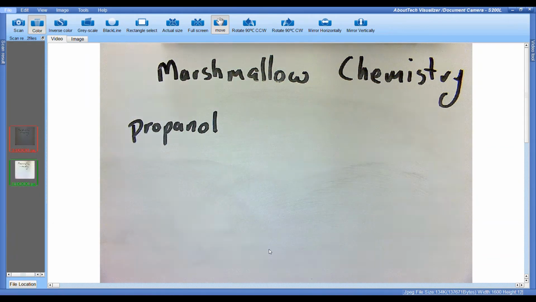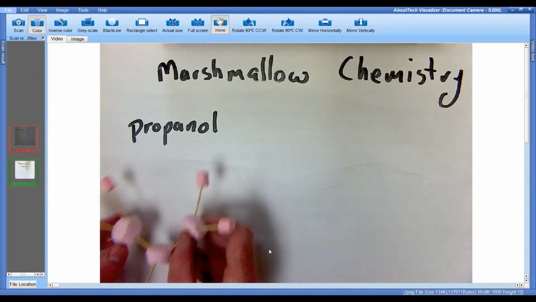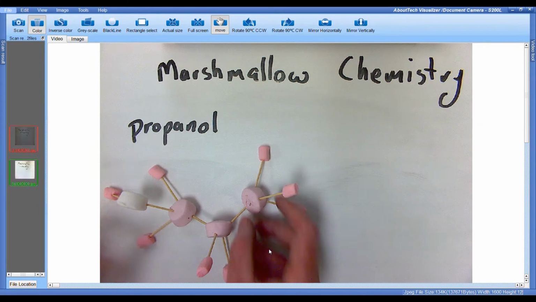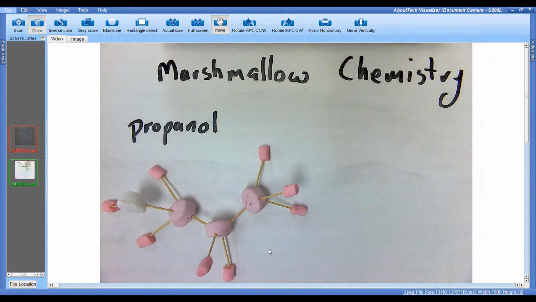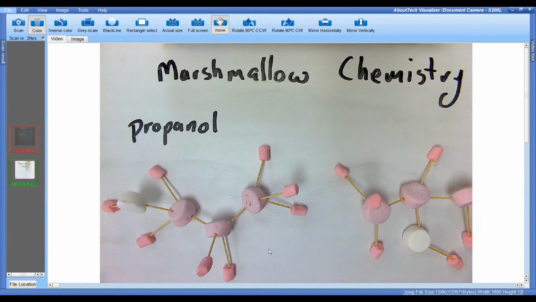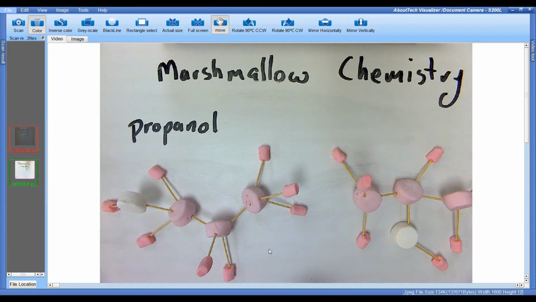Propanol is slightly more complex, as there are 2 places the OH group could be attached to the carbon chain. This first molecule is showing the OH group is attached to the first carbon, and the second molecule is showing the OH is attached to the second carbon.